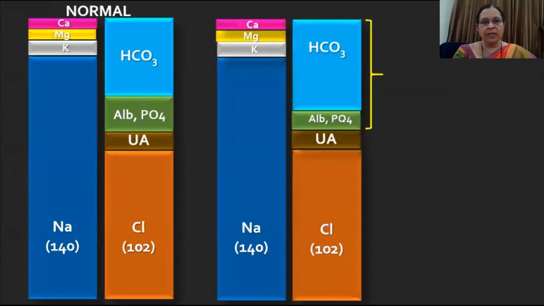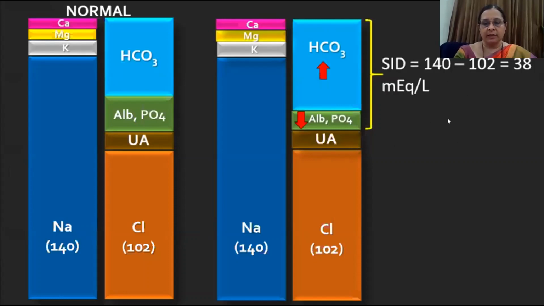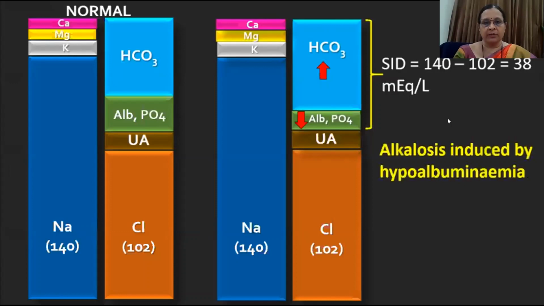Right? So if a patient develops hypoalbuminemia, the column of anions is going to decrease, and that's not acceptable. So bicarbonate will increase to fill up that space, and so you get what is called hypoalbuminemic alkalosis. What has happened to the SID here? That's again 38. So it's maintained, but alkalosis is induced by hypoalbuminemia.